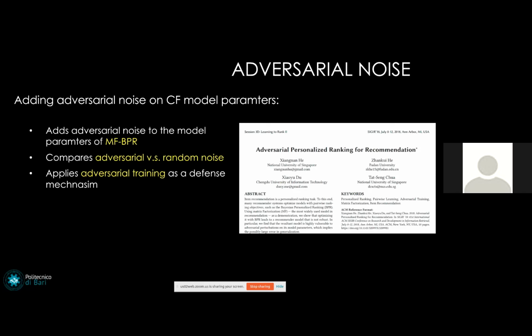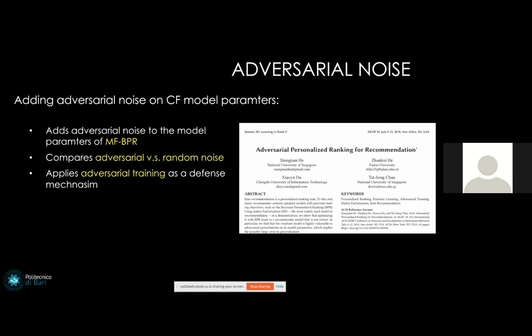So simply speaking, what the authors did in this work was to, first of all, define this adversarial noise to be added to the model parameters of matrix factorization BPR. BPR was the objective and matrix factorization was the predictor, which was used to join these together. It was the core optimization framework, basically BPR, based on which the adversarial noise and adversarial training as a defensive procedure were defined and conducted.